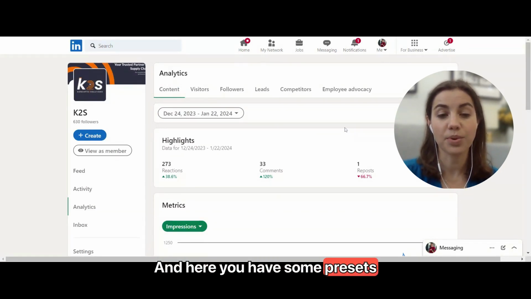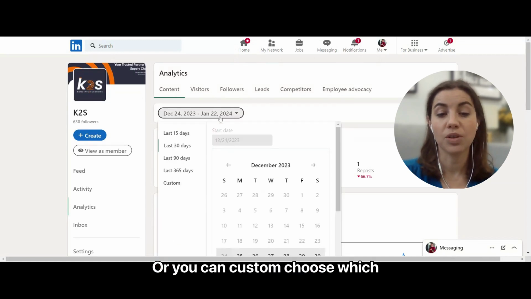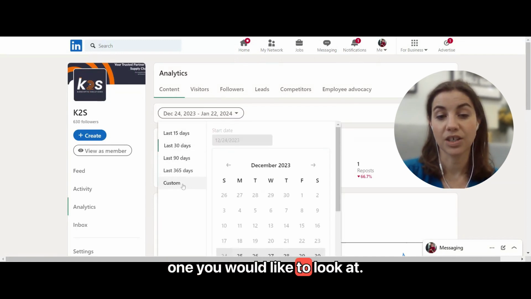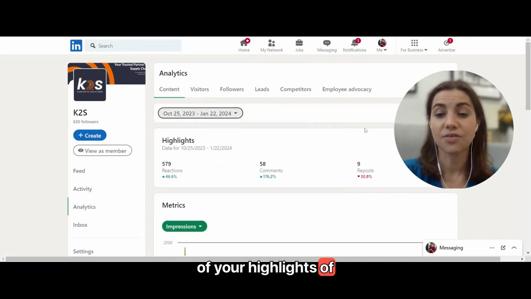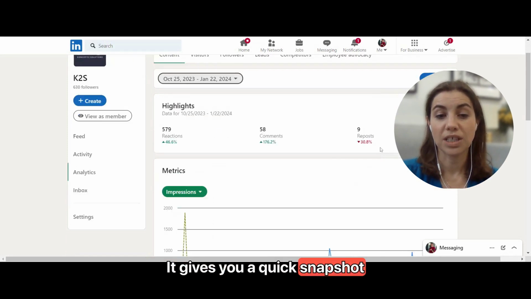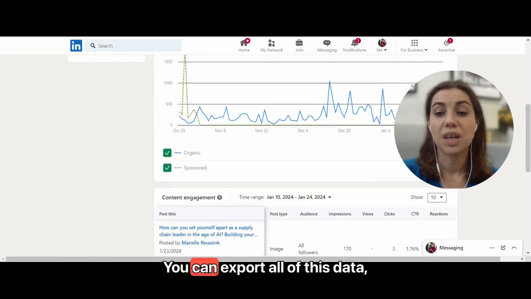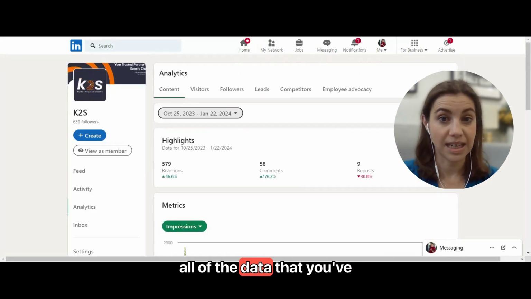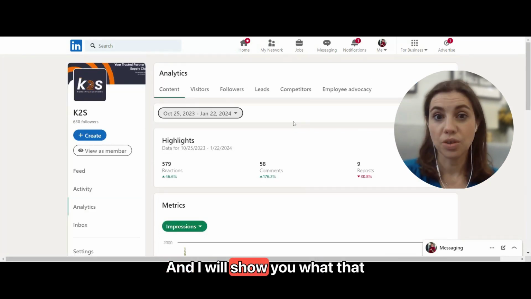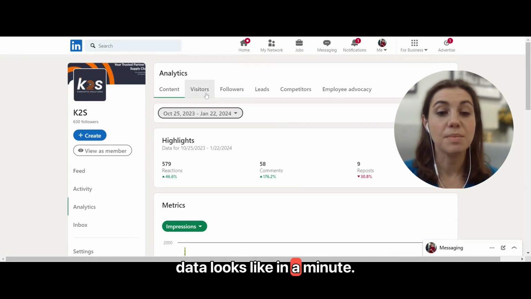And here you have some presets from LinkedIn, or you can custom choose which one you would like to look at. For today, we're just going to look at the last 90 days. It gives you a quick overview of your highlights, of your impressions. It gives you a quick snapshot of your content. You can export all of this data, and that applies for all of the data that you've got in LinkedIn. And I will show you what that data looks like in a minute.